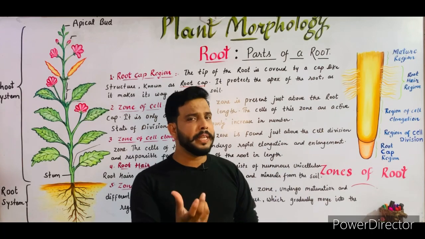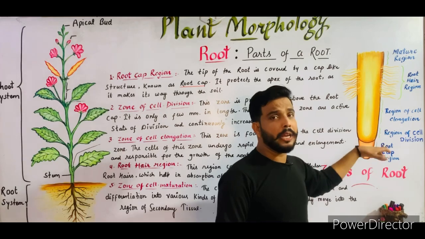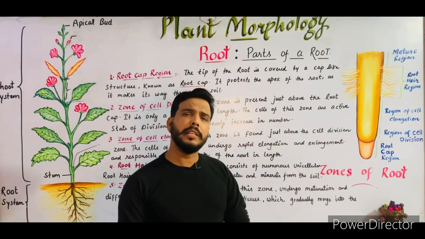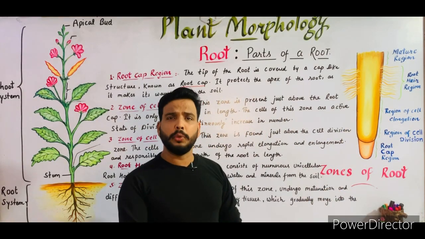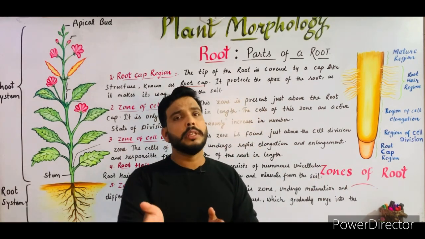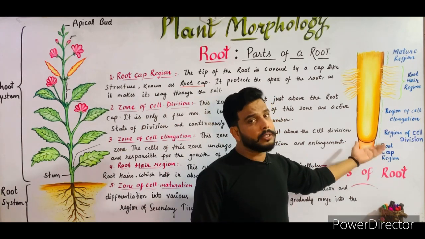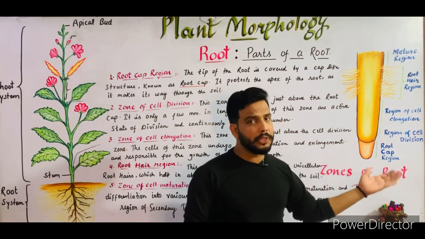First of all, the basal part of the root consists of a root cap, and this region is known as the root cap region. The root cap protects the root. It is present at the apex of the root. As the root grows in the soil, the root cap develops and protects the apex of the root. So that is the function of the root cap.